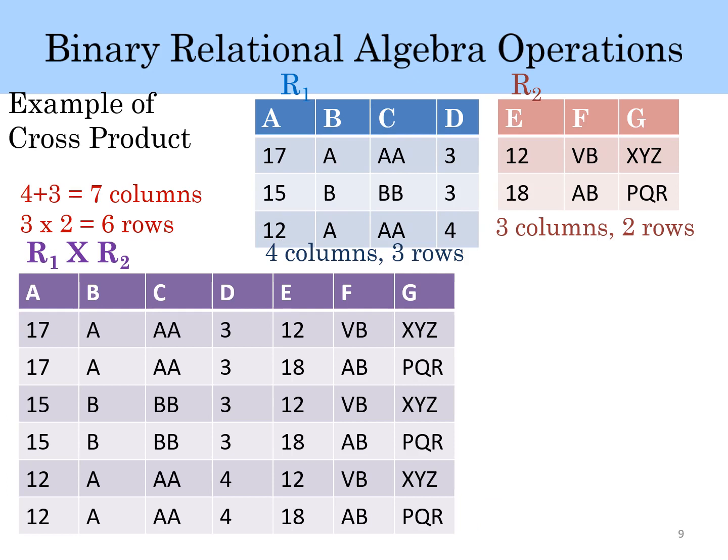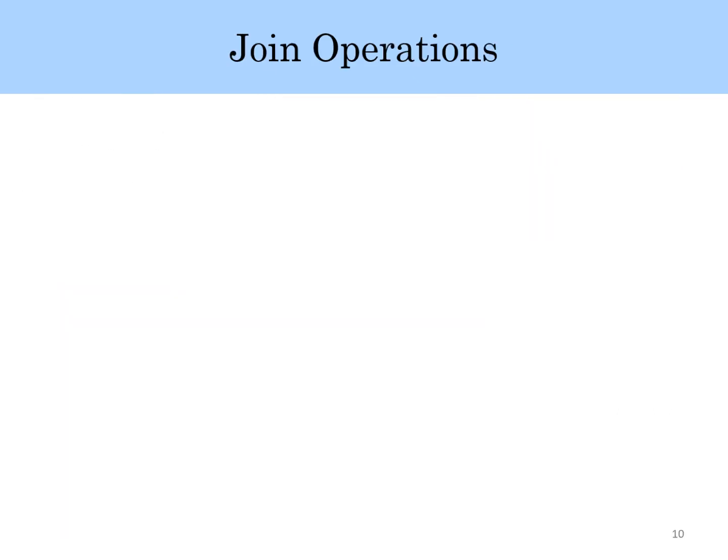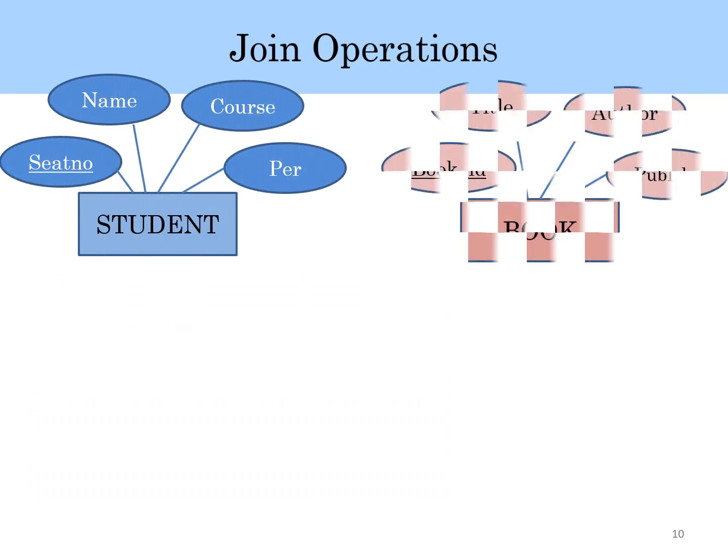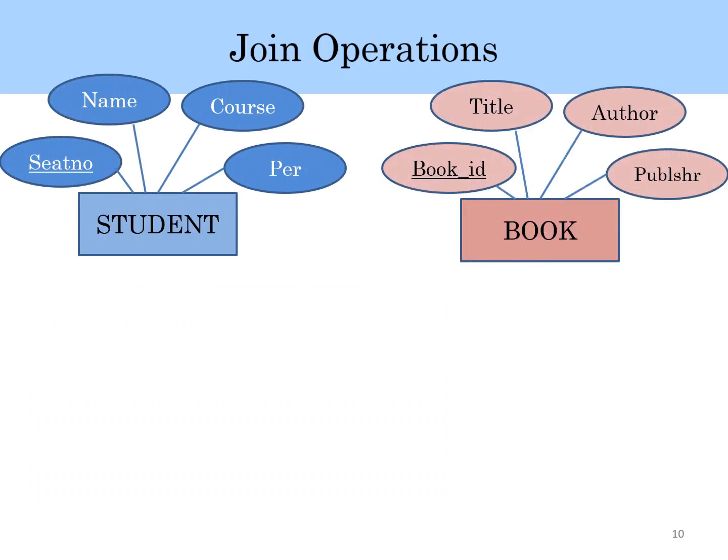And let us see how this cross product is used in join operations. Before going to the join operation, let me consider an example. Suppose we have two entities, student and book, with all these attributes. And there is a relationship, student takes book. This is a 1 to n relationship, meaning a student can take n number of books. And this relationship has an attribute called issue date.